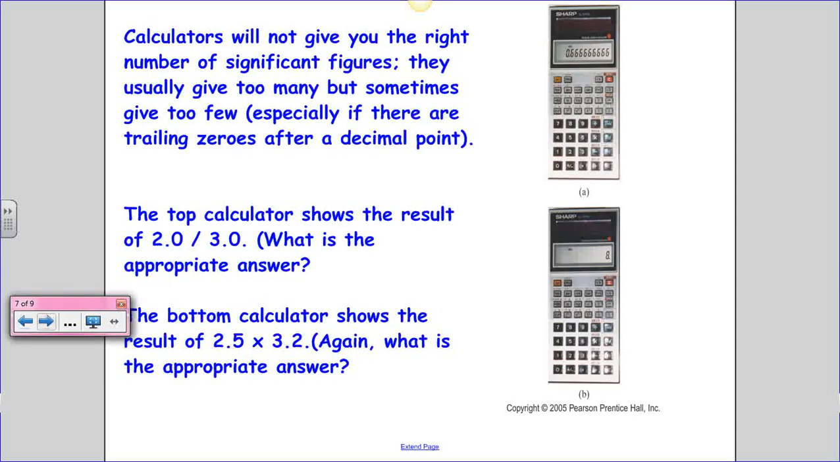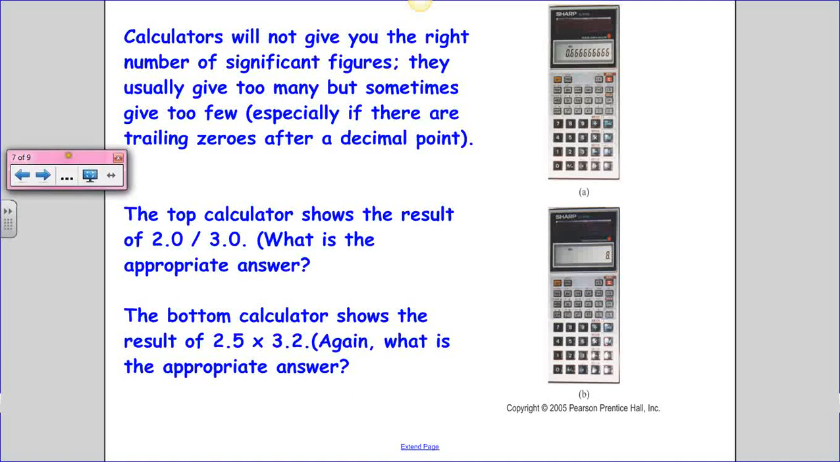So calculators are not your friend when it comes to significant figures. They just kind of spit out a whole bunch of numbers. Most of the time they'll give you way too many, but sometimes they give you too few. And you need to know how many significant figures is appropriate given the numbers you're dealing with. So, as an example, the top calculator shows the result of 2.0 divided by 3.0. What is the appropriate answer?